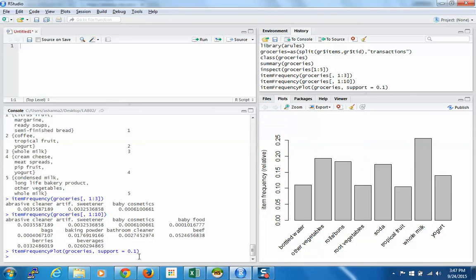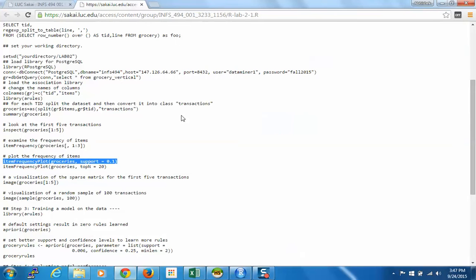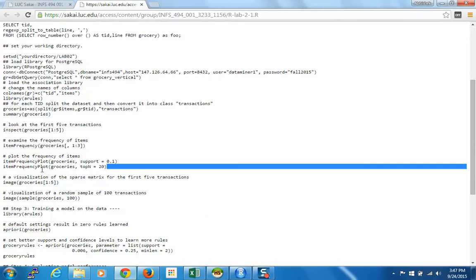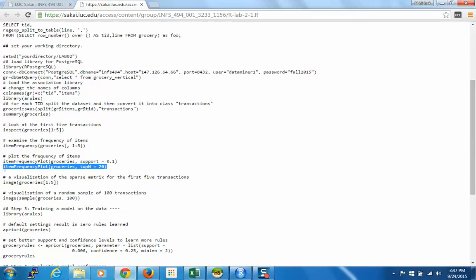Once I do that, I get all the items which have support of at least 10%. This one is somewhere around 11%. Here you've got other vegetables, which is high. Whole milk, of course, is 25%, and yogurt is somewhere around 11, 12%. This one is more like 17%, and this is more like 18%. So these are all those items that have support of at least 10%.